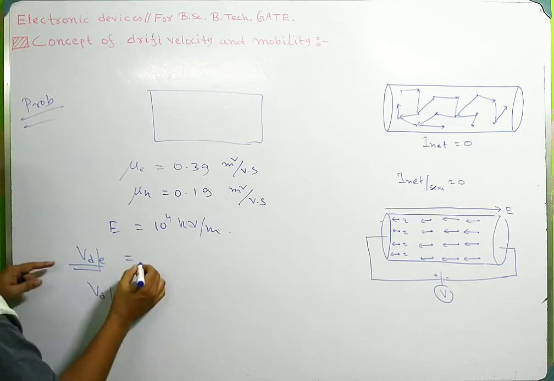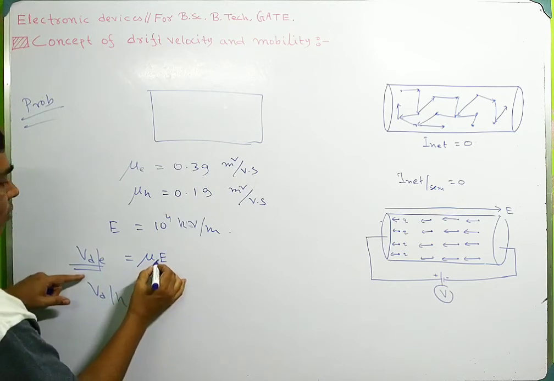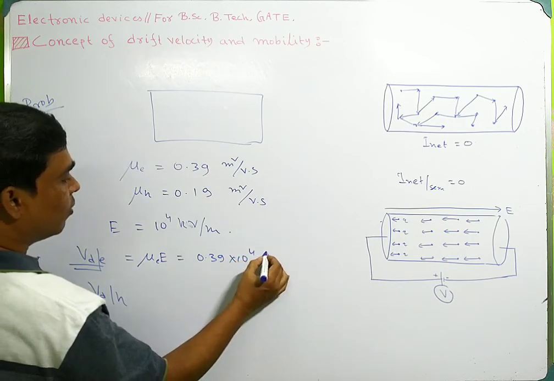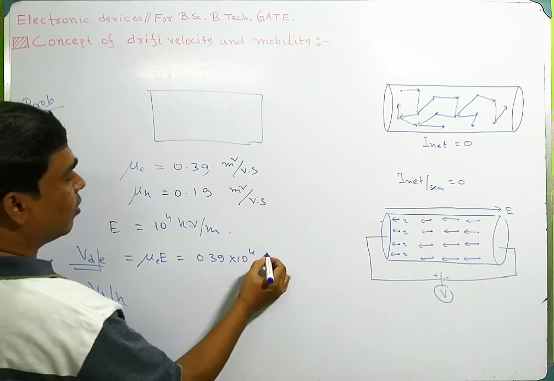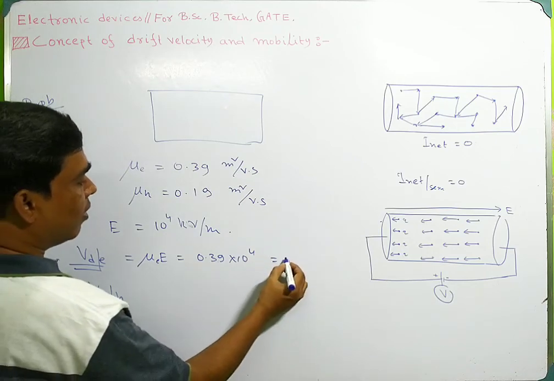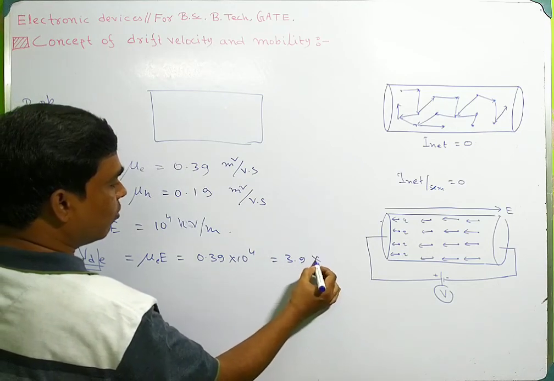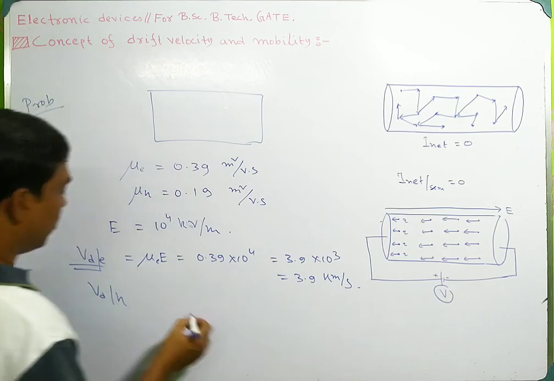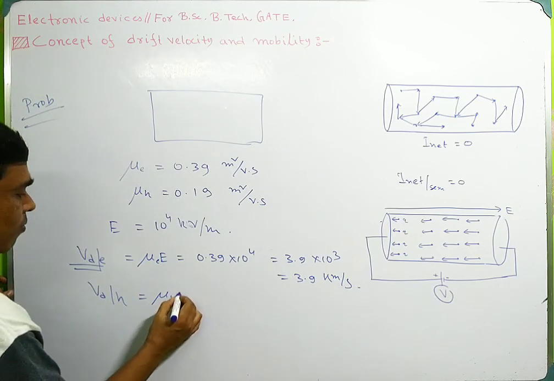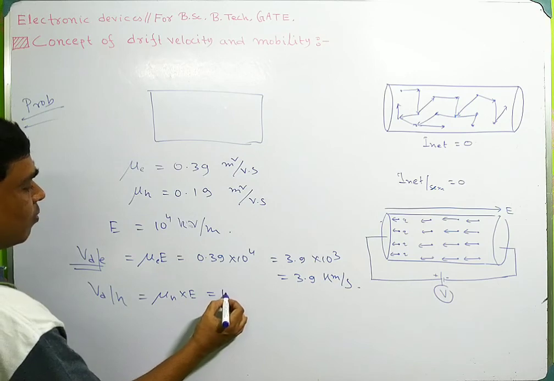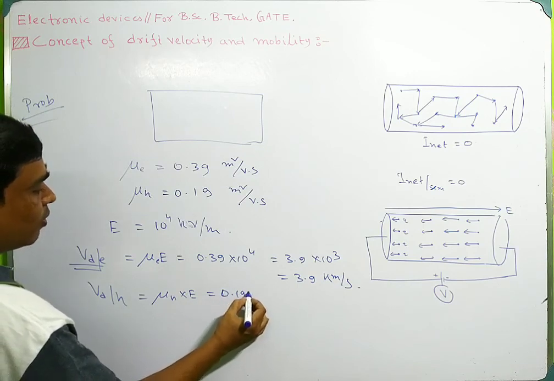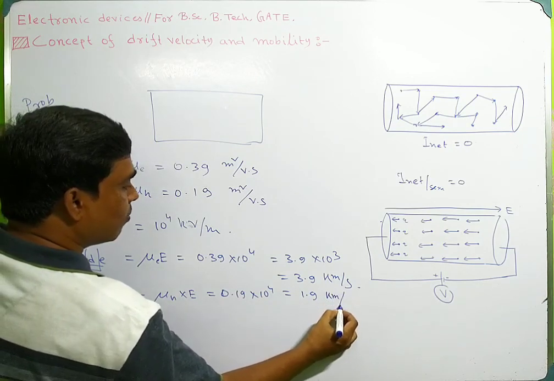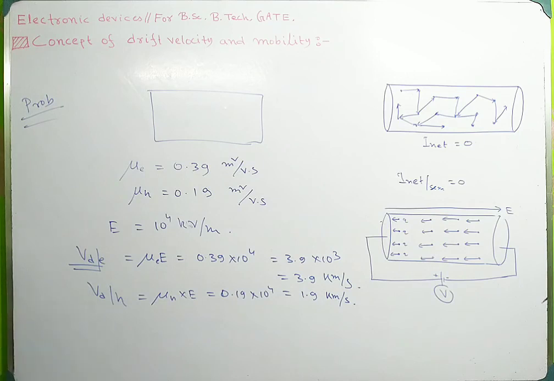So drift velocity is given by mu into E. For electrons this is mu E, so it will be 0.39 into 10 to the power 4 kilovolt per meter, which is 3.9 into 10 to the power 3. So it will be 3.9 kilometer per second. With the same formula, for holes it is 0.19 into 10 to the power 4. So it will be 1.9 kilometer per second. So in this way you can solve the problem.